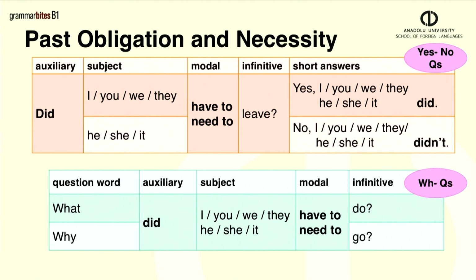To make yes-no questions in the past, we use did at the beginning. Did I have to leave? Yes, you did. No, you didn't. Did she need to leave? Yes, she did. No, she didn't. To make WH questions in the past, we use question words at the beginning. What did you have to do? Why did she need to go?